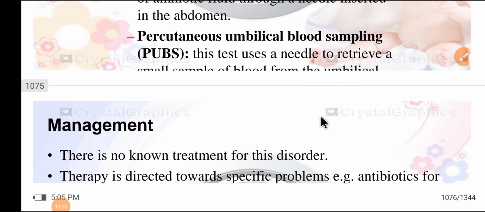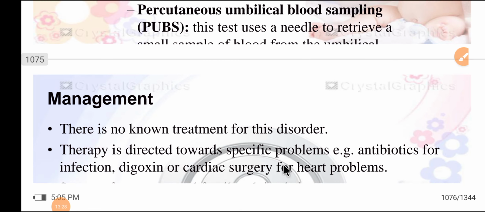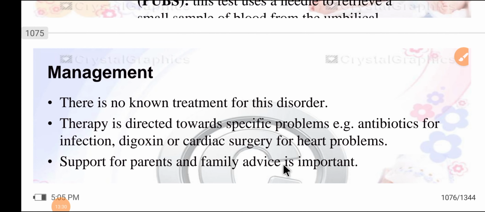Percutaneous umbilical blood sampling: this test uses a needle to retrieve blood from the umbilical cord. Management: there is no known treatment for this disorder. Therapy is directed towards specific problems. Antibiotics for infection, digoxin, or cardiac surgery for heart problems. Support for parents and family advice is important.